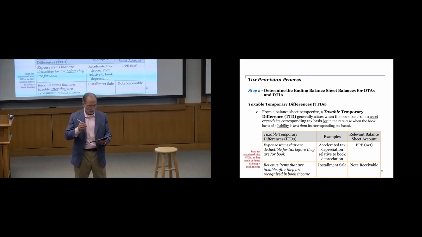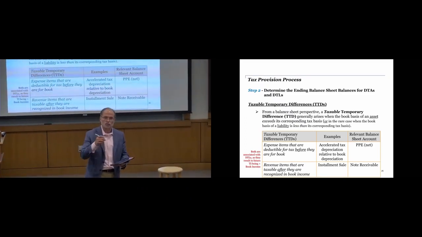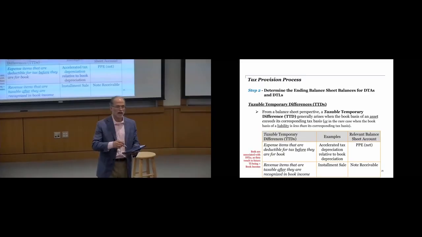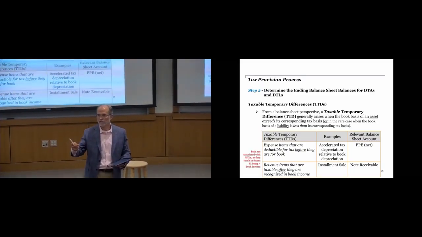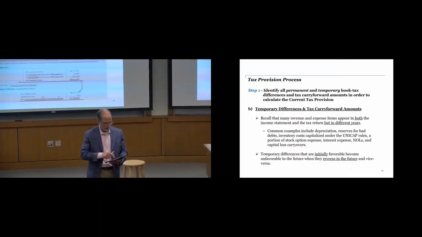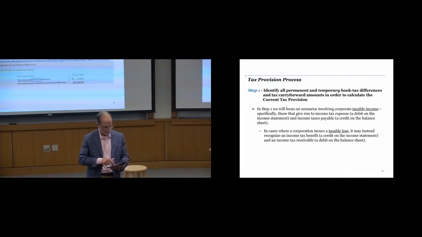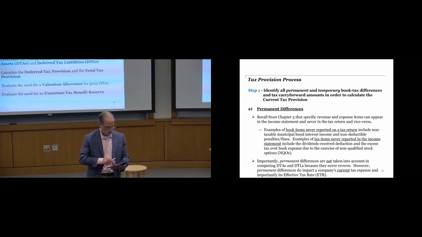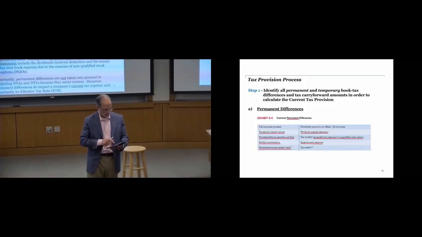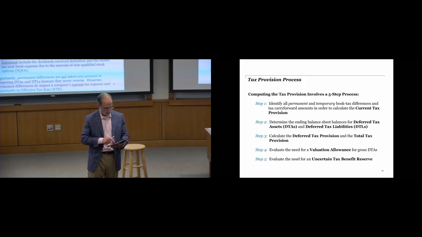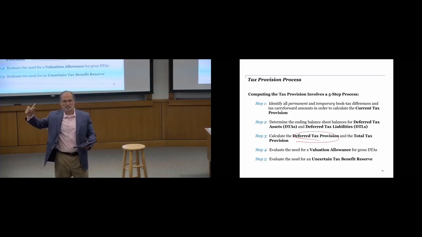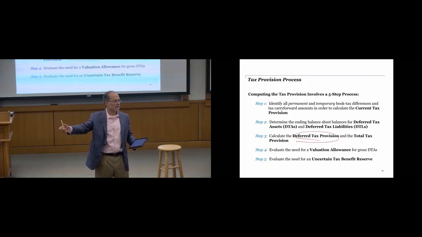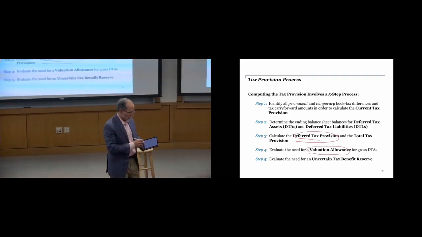We've got taxable temporary differences. I would just work through this area. I think step 2 is the hardest step, right? Because step 3, if I go back, step 3 is the deferred tax provision. That's just tax affecting those deferred items, deductible or not. And then step 4 is just a valuation allowance.